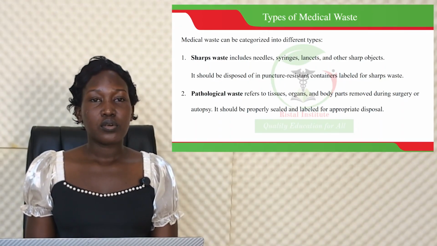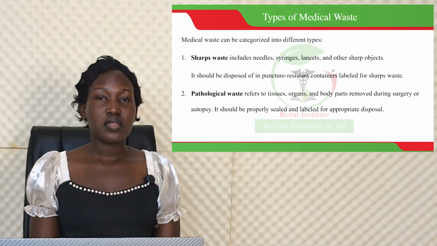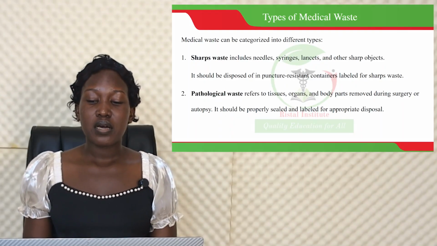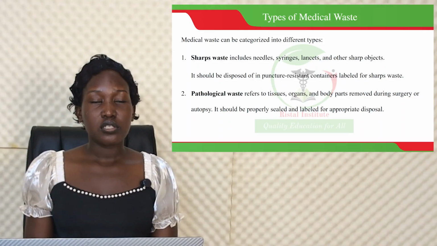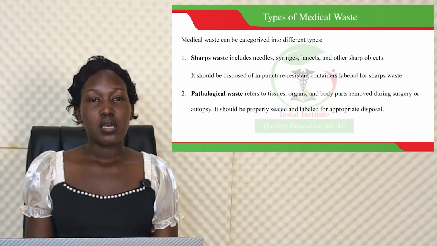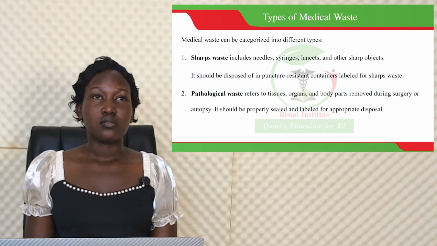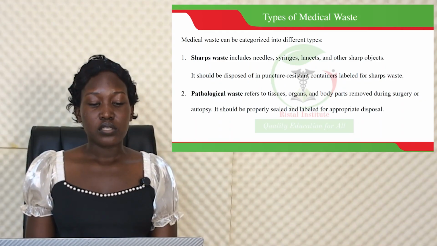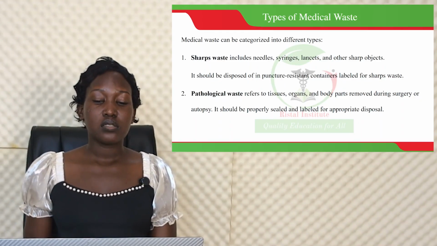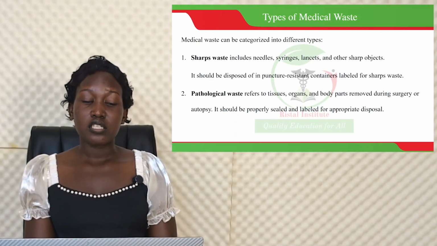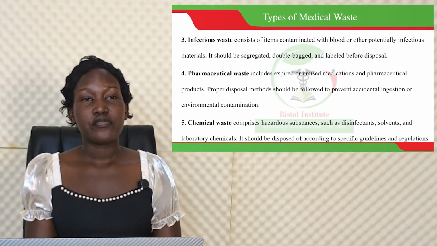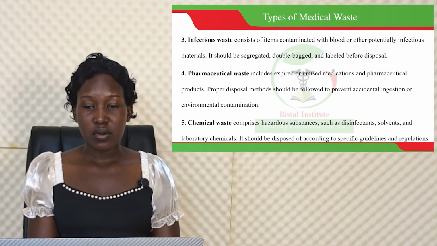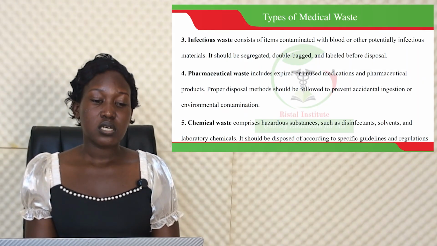Then we have pathological waste. Pathological waste refers to tissues which have been cut from the body: tissues, organs, and body parts removed during surgery, including those from autopsy, or even circumcision. We can even talk of cords and placenta. All those are pathological waste. They should be properly sealed and labeled for appropriate disposal. We have infectious waste. Infectious waste consists of items contaminated with blood and other potentially infectious materials.